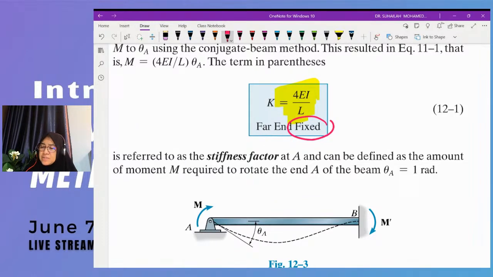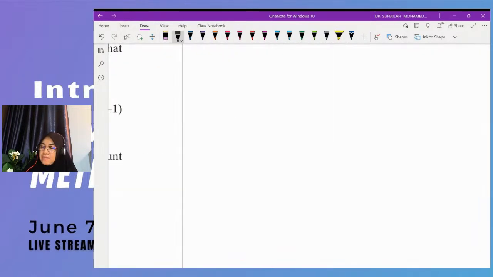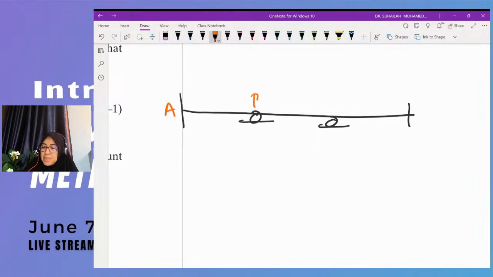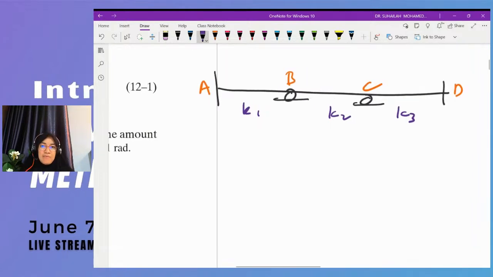Far end fixed refers to, okay, if we have this beam A, B, C, D, we have to be able to calculate the stiffness factor for each element. So K for AB, K for BC, K for CD, just like we did previously, K1, K2, K3. K is for each element, so we have to determine K for each element using the formula given just now.